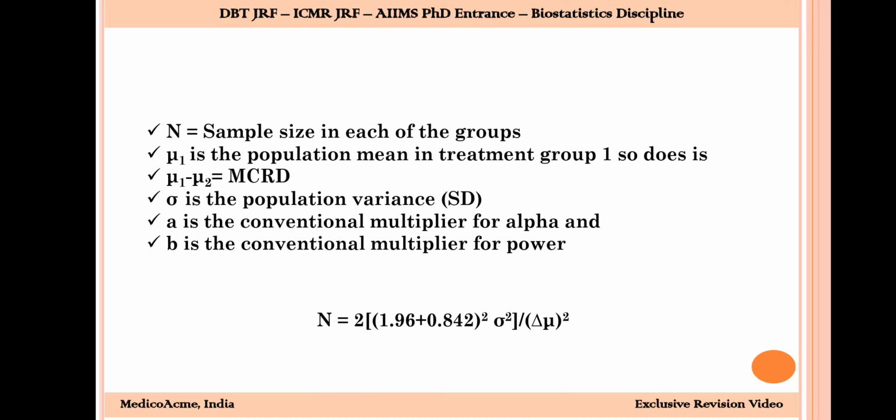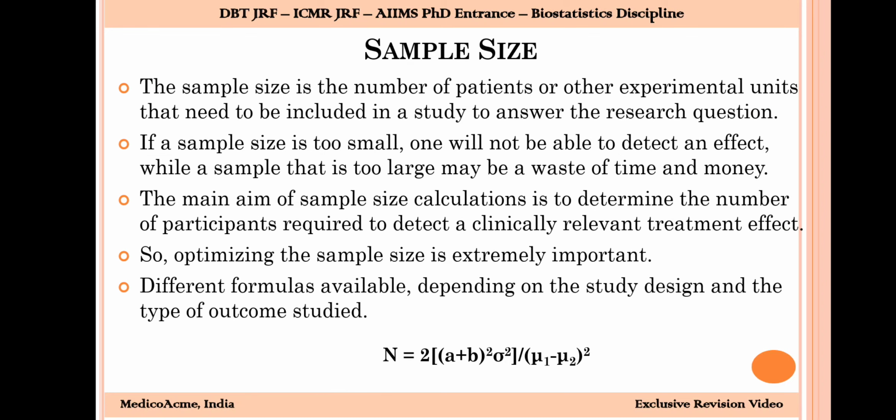And from where does this come? Actually this comes from your review of literature. If you have reviewed many literatures and you have found that the deviation was this, so you can set that deviation. Okay, and mu1 minus mu2, that is the MCRD, that is also subjected to your review of literature. Okay, so if you have done the review of literature very properly, then you are going to calculate the sample size easily. So sample size in each group will be a very important factor.